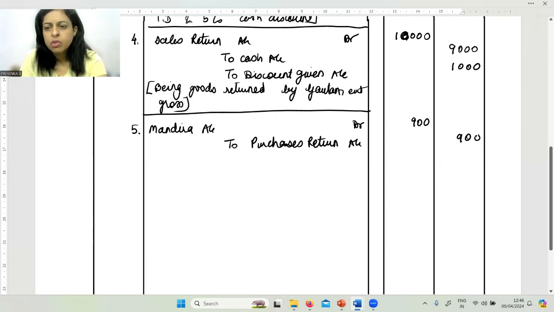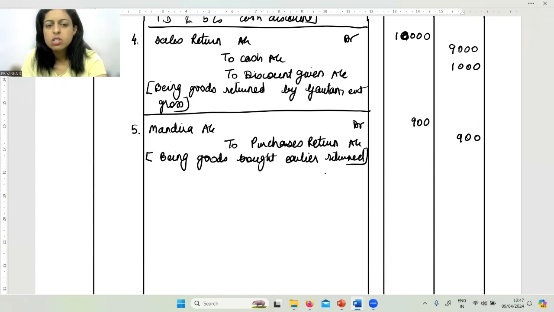$900, right? Being goods bought earlier returned. Correct? So this is how you would write the journal entries for the trade discount and the cash discount.